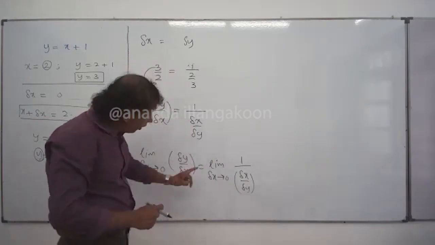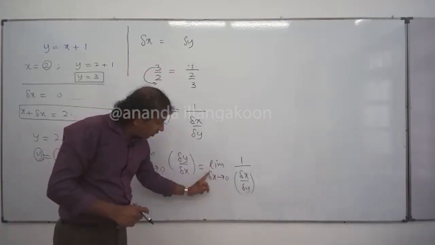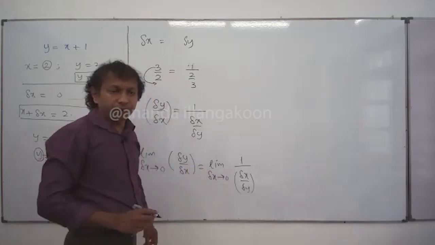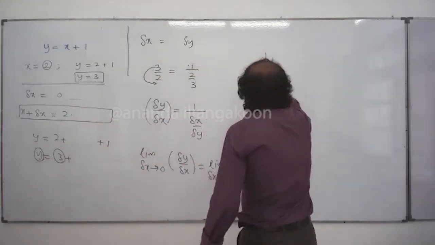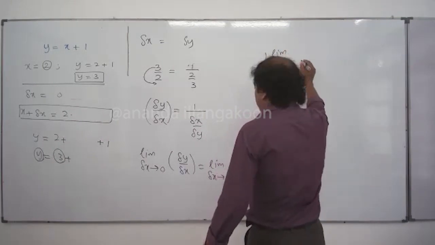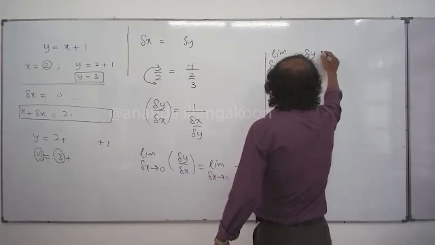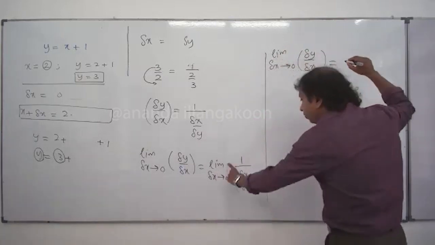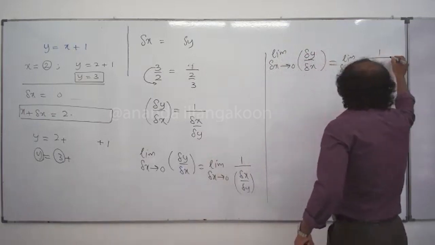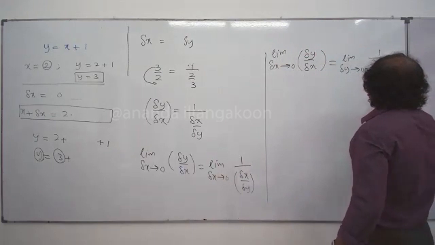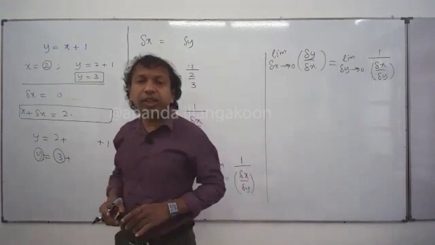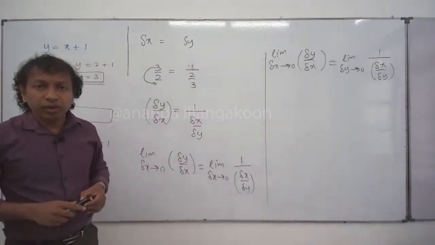Then limit delta x going to 0 means, once this delta x goes to 0, simultaneously, people, delta y also goes to 0. So therefore, I can write limit delta x going to 0, delta y divided by delta x is equal to limit delta y going to 0, 1 upon delta x upon delta y. Correct, no, people? Delta x means the increment in x.